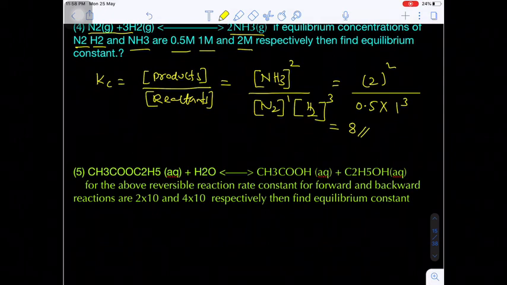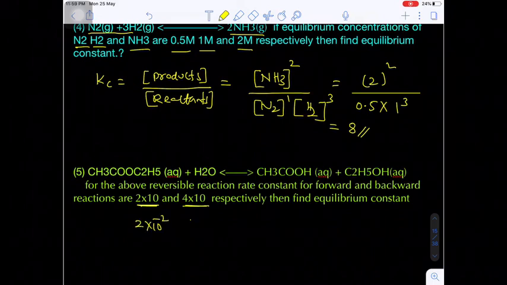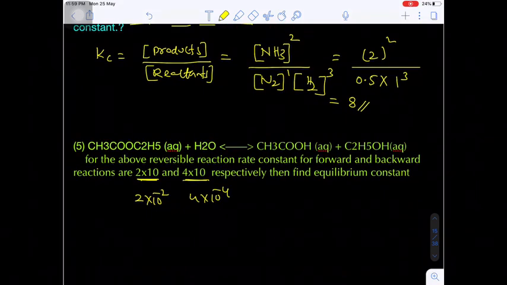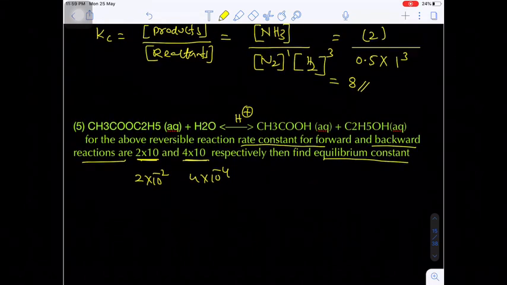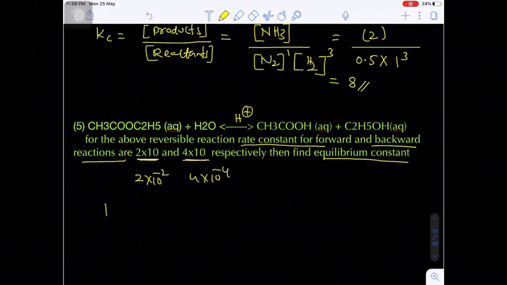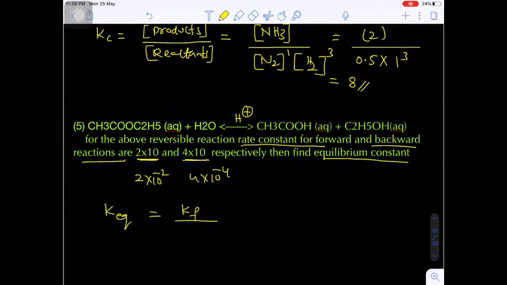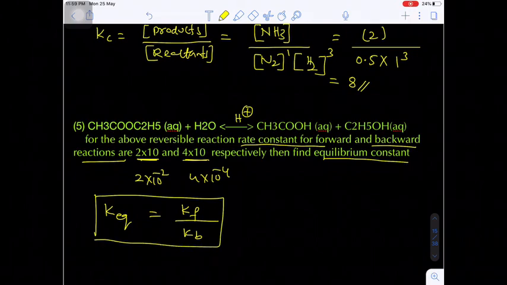Okay, now here, now the value given here, 2 into 10 raised to minus 2, this will be 4 into 10 raised to minus 4. So this is an ester hydrolysis in acidic medium. Okay, now in the above reversible reaction, rate constants of forward reaction and backward reactions are given. Then find the equilibrium constant. We know in the equilibrium constant derivation, K equilibrium is nothing but the rate constant of forward reaction to that of the rate constant of the reverse reaction or backward reaction.